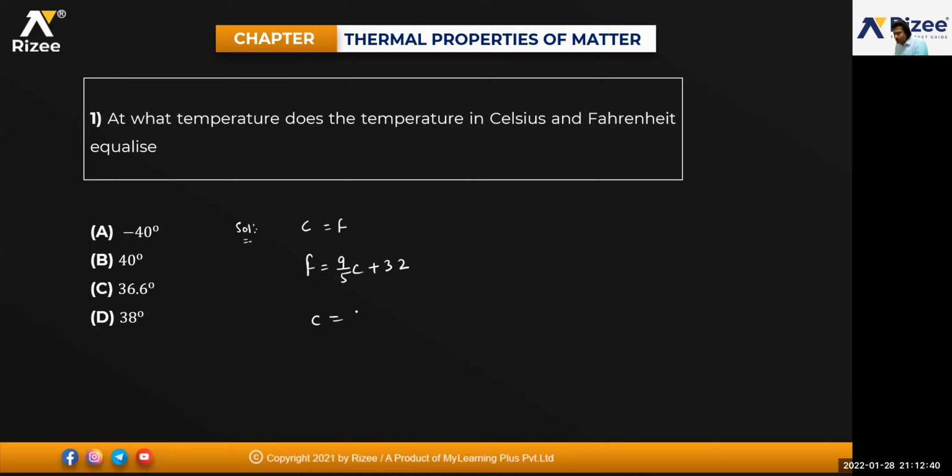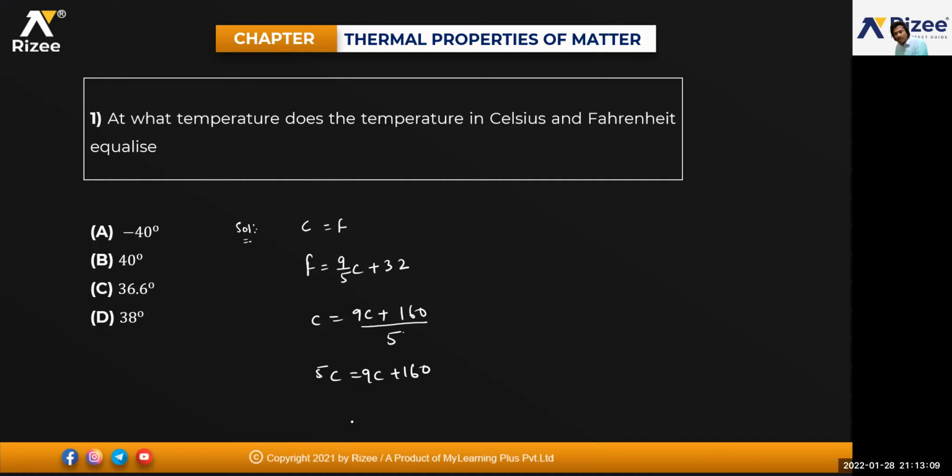So C is equal to, this I can write as 9C plus, this will be equal to, how much? 5 into 32. 9C divided by 5 plus 32. That means this will become 160 divided by 5. So this will be equal to 5C is equal to 9C plus 160.